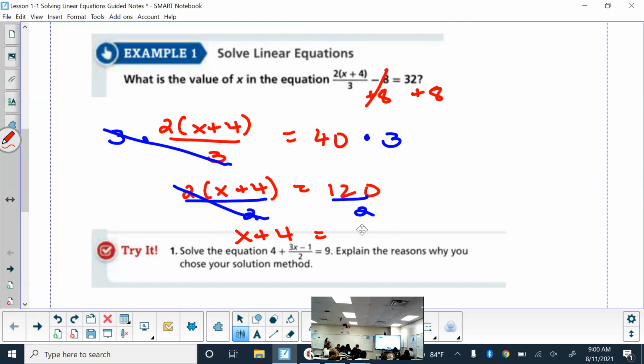60. Good. Almost done. Just one more thing to do to get the x by itself, which is to do what? Subtract 4. And sorry, I'm a little out of room. Yes, subtract 4 from each side. On the left side, we have x. On the right side, we have 56. Question?